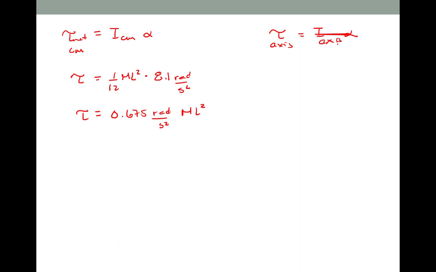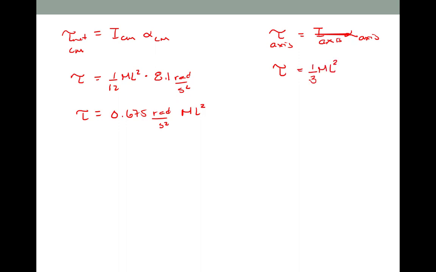was 8.1 radians per second squared. This simplifies down so that the torque applied is 0.675 radians per second squared times the mass of the rod times the length squared. I also know that the torque about an axis has to be the moment of inertia about the axis multiplied by the angular acceleration in that case. Should really subscript those two. But again, in the problem, we're told that the same torque is applied in both cases.